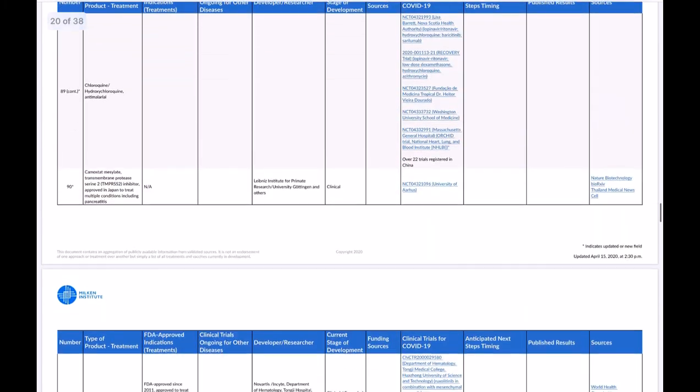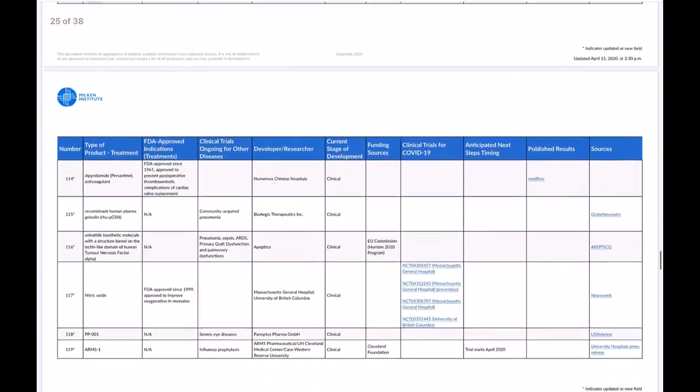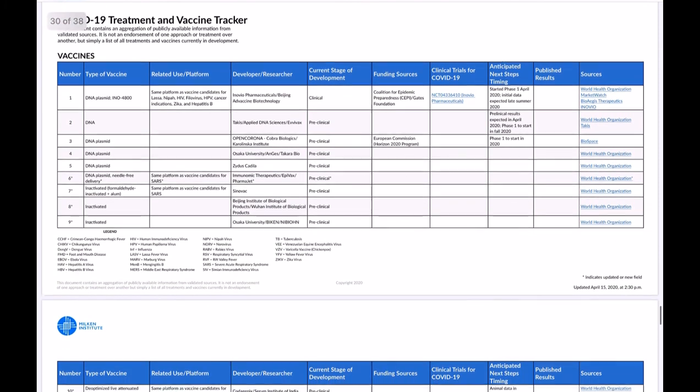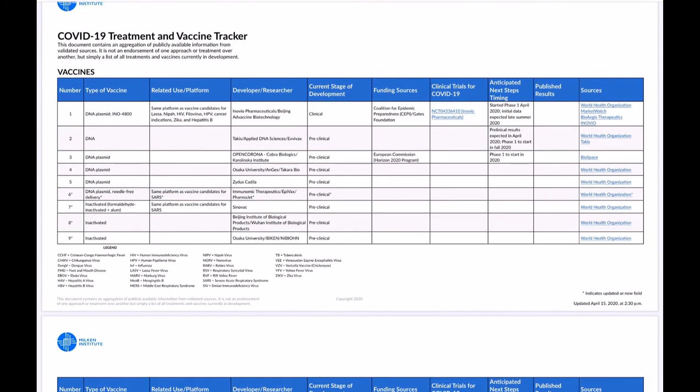Hopefully I'm not making you all too dizzy by scrolling down. There's quite a bit of treatments. All right, so here we go. Here are the vaccines. As you can tell, there are 86 of them. We're not going to go through all of these, but I did want to show you at least a couple. The first one up here is DNA plasmids. The first few are DNA plasmids, and right now, most of them are in preclinical. One of them is in the clinical stage of development, and they started phase 1 in April 2020. Later this summer, we should expect to see the data.